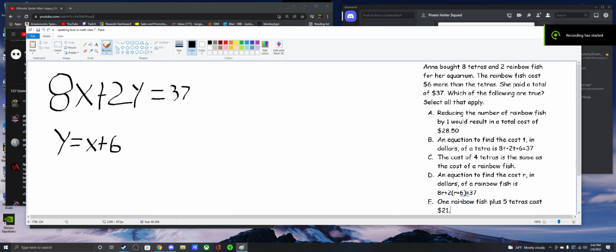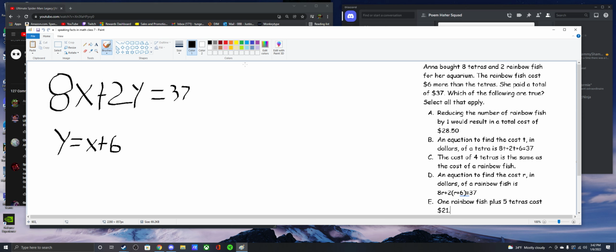Alright everyone, today we're going to be doing this Anna and her fish problem. As it reads, Anna bought 8 tetras and 2 rainbow fish for her aquarium. The rainbow fish cost $6 more than the tetras. She paid a total of $37. Which of the following is true? Select all that apply. And the rest are just multiple choice.